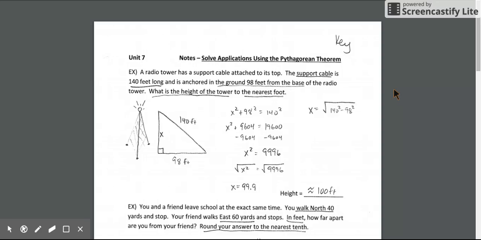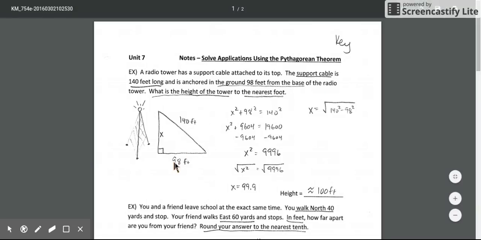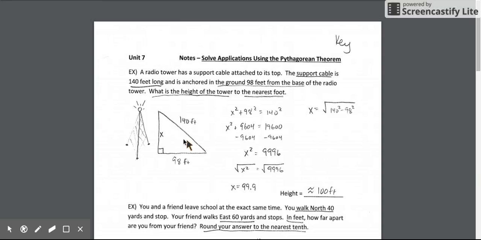So we'll practice that. So we know the support cable is 140 feet long. And we know it's anchored to the ground and it's 98 feet from the base or the bottom of the tower. We want to find out what the height of the tower is, and then we want to round that value to the nearest whole foot. So we know our base length. The base, or the distance away from the base of the tower, is 98 feet to the anchor where our support cable is attached. The support cable attaches to the top of the tower, tries to keep it from blowing over in severe winds. And we want to figure out the vertical height of the tower.